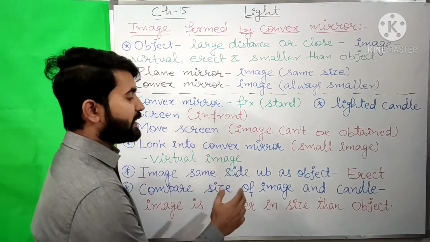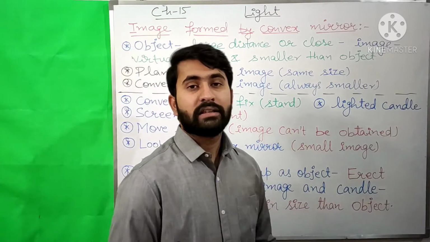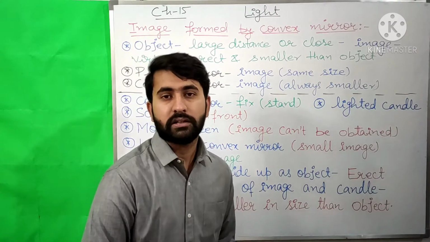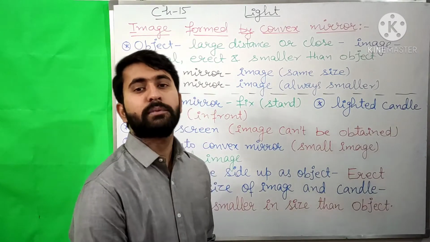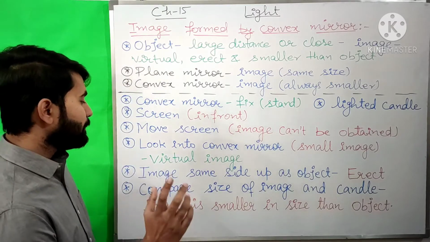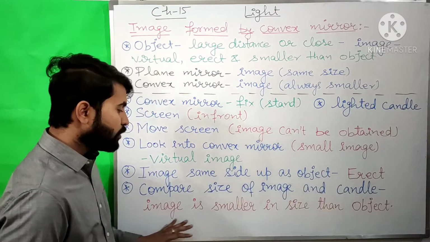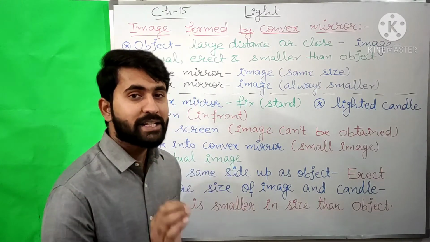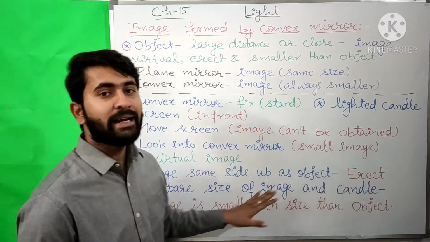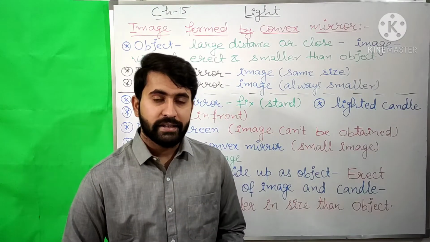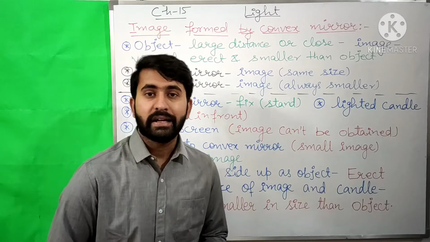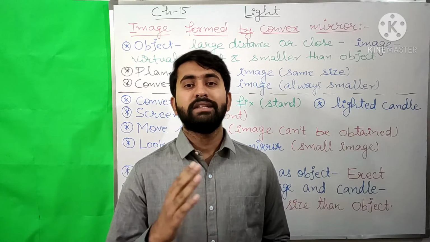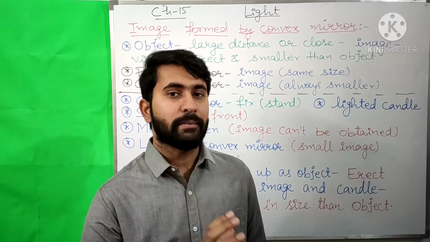And if we compare the size of the image with the size of the candle, we will find that the image formed in the convex mirror is smaller in size than the object. Even if we change the distance of the candle from the convex mirror, in that case also the image formed remains virtual, erect and smaller in size than the object. So whatever be the distance of the object from the convex mirror, the image formed always remains virtual, erect and smaller than the object. The outer surface or the backside of a shining metal spoon works like a convex mirror. So if we look at the outer surface of a shining metal spoon, we will see a virtual, erect and smaller image of ourselves.